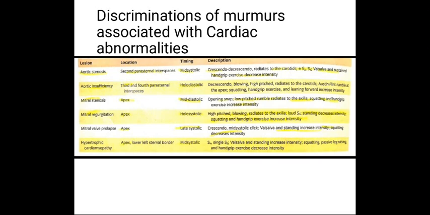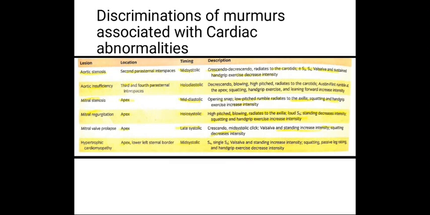Now we will see the characteristics of hypertrophic cardiomyopathy. The murmur will be located at the apex, lower left sternal border. It is mid systolic. S4 may be there, single S2 may be there. Valsalva and standing increase the intensity of the murmur. Squatting, passive leg raise and hand grip exercise decrease the intensity. This is about the description of the murmurs.